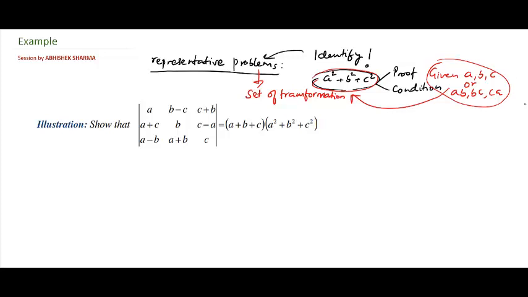The first thing I observe is that the first row, first column contains A, the second row's first column also has A, and the third row's first element also has A. So what I observe here is that A is common in all rows. By common I mean it appears commonly in all rows of the first column.